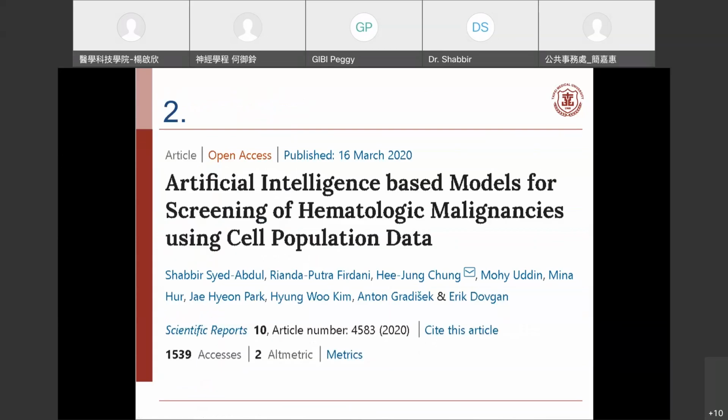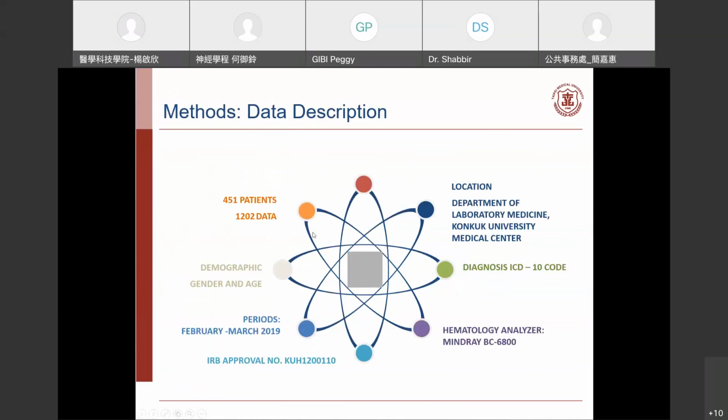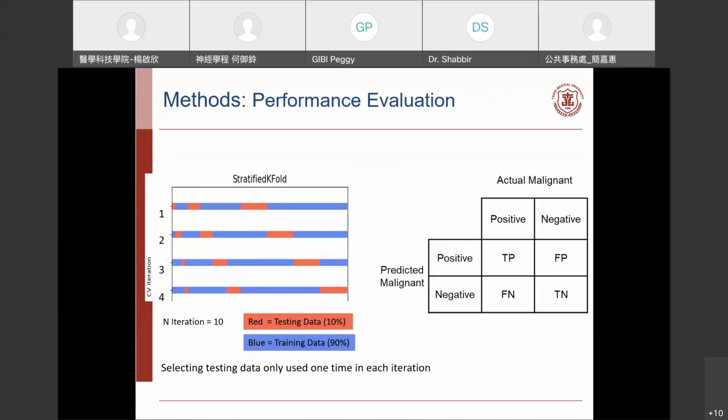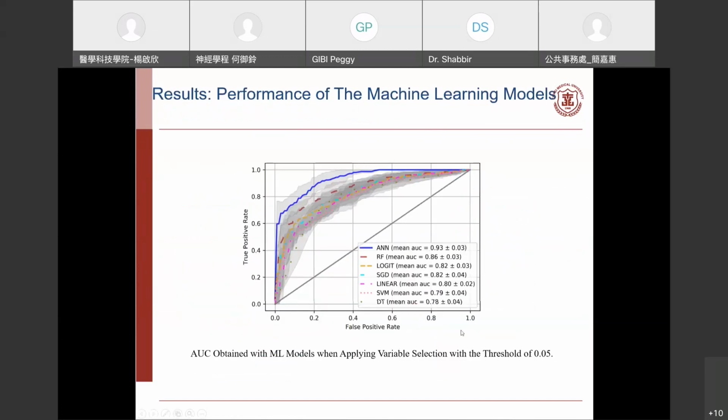The second research was on detecting blood cancer using cell population data. Cell population is nothing but the complete blood picture. So here we used 551 patients with blood cancers and another 400, 500 patients without cancer. Then we compared their complete blood pictures and got these results. I think the results were pretty good. Yes, you see, the result was 93%.